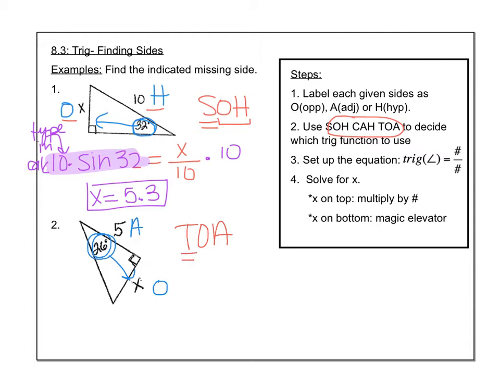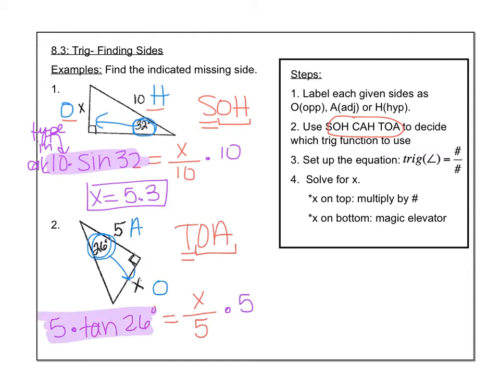So that tells me we're going to use tangent. So we're going to write down tangent. Then after tangent always comes the angle that's in the picture. So the angle is 26 degrees. Equal to, we have to follow the order that it says here for my fraction. It has to be O, which is X, over A, which is 5. And then your last step is to figure out what you're going to do to solve for X. For this problem, since the 5 is on the bottom, we just multiply by 5.